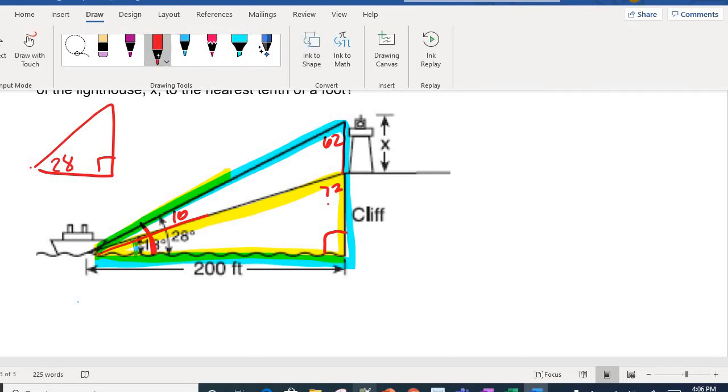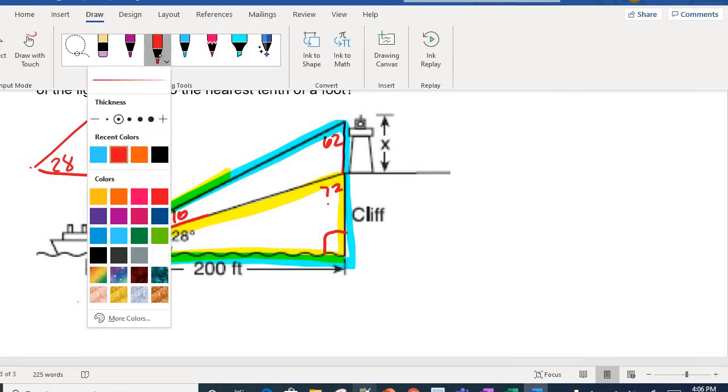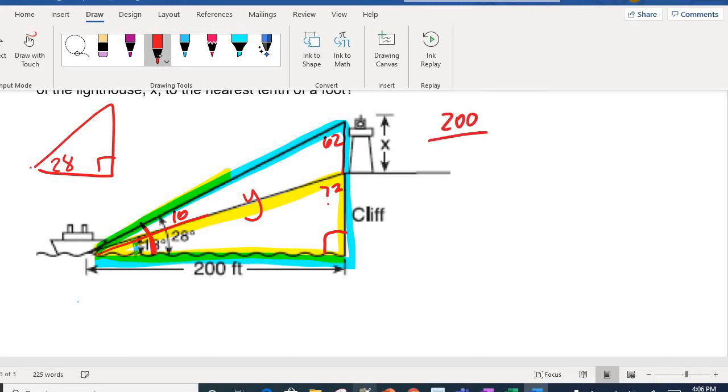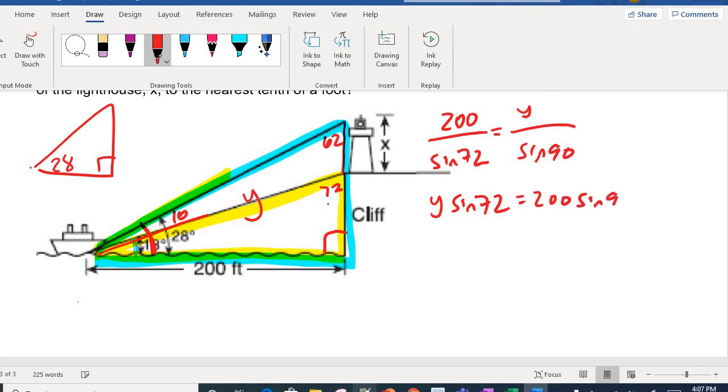I think what I'm going to start with is finding y, the shared side. So start with the triangle that they're given a side in. That's going to be the yellow triangle. Okay, that's going to be the 200 is the side. That's going to be across from the 72. And then y is the side we want to find. That's going to be across from the 90. So y sine 72 is equal to 200 sine 90. We'll divide by sine 72.